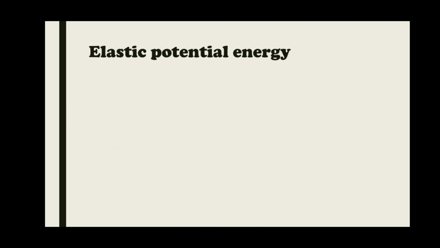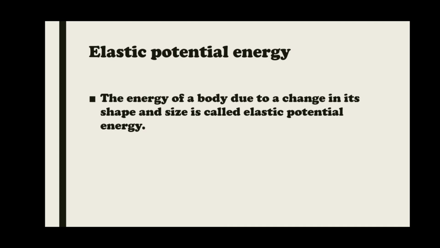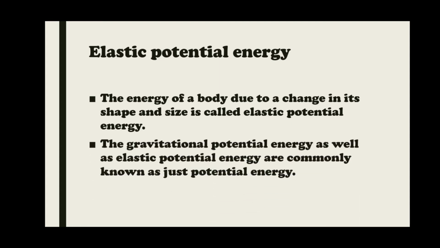Elastic potential energy. The energy of a body due to a change in its shape and size is called elastic potential energy. For example, we put potential energy into the rubber strings of a catapult by stretching them. This energy is used to throw away a piece of stone. Gravitational potential energy as well as elastic potential energy are commonly known as just potential energy.